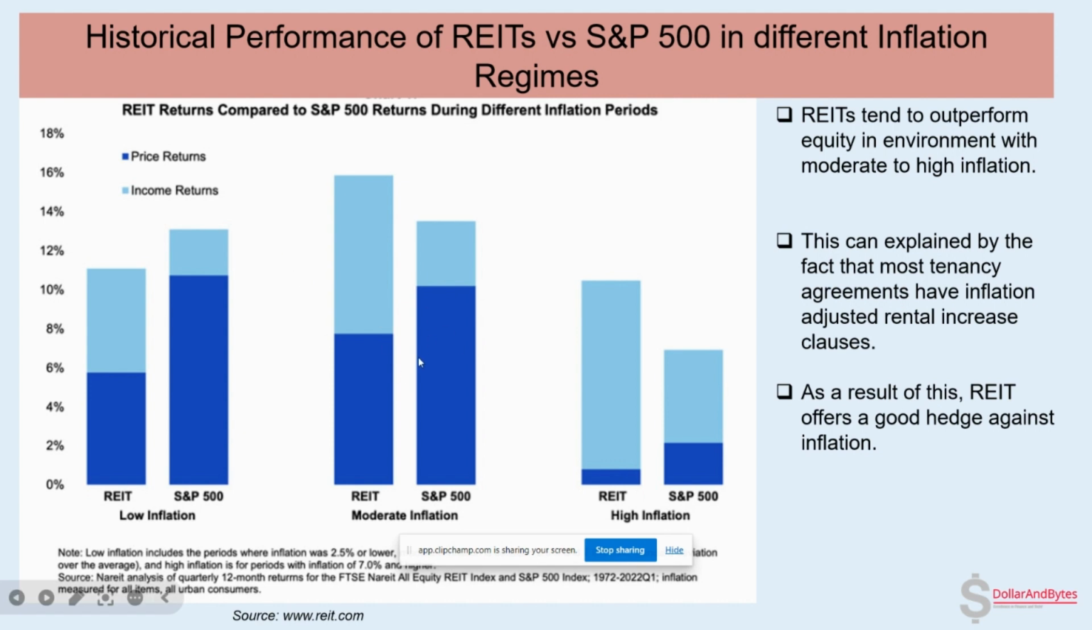Also, a key thing to notice is that this graph shows you the split between income returns and price returns. You see the income returns from REITs are always higher than the stock market's. While the price return is typically less, as I've explained in the previous case, because of the high income payout, the unit prices do not appreciate as much as stocks. So the growth element in REITs is less, but the income element is pretty high. Overall, REITs tend to outperform stock markets in moderate and high inflation regimes.